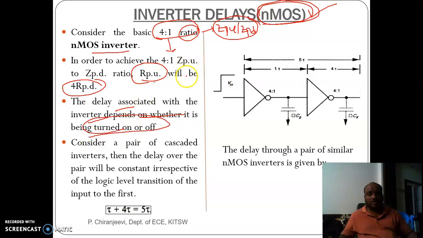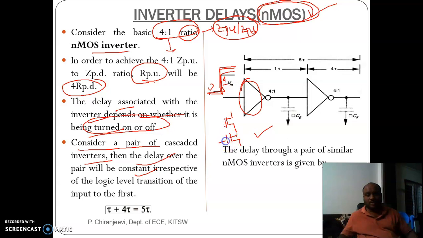Consider a pair of cascaded inverters shown here in the figure. How do we calculate the delay over the pair? When we take the transition where the input to this inverter goes from 0 to logic 1, this NMOS inverter will have a pull-up network and a pull-down network. The pull-down will be an NMOS enhancement and the pull-up will be an NMOS depletion, which is always on. So when you apply 0 to 1, what happens?